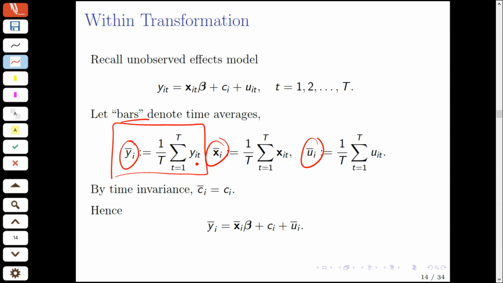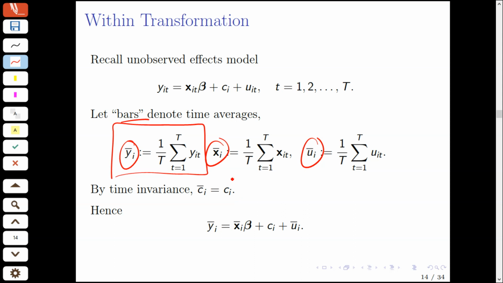Now note that if we were to think of the individual effect Ci as being time varying, we could also construct the time average, but it would be simply the variable itself, namely Ci. In fact, it doesn't make much sense to talk about its time average, since we haven't even endowed it with a subscript t.